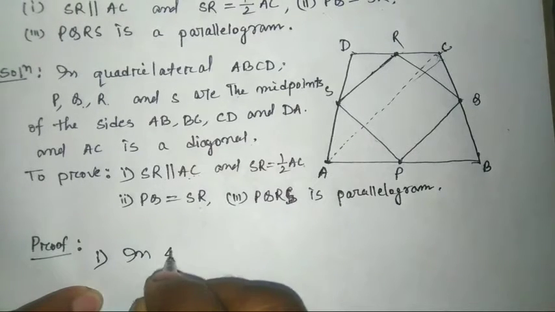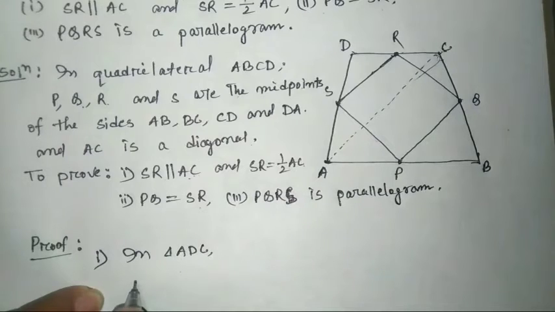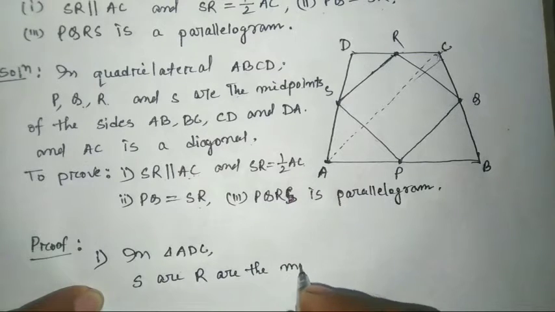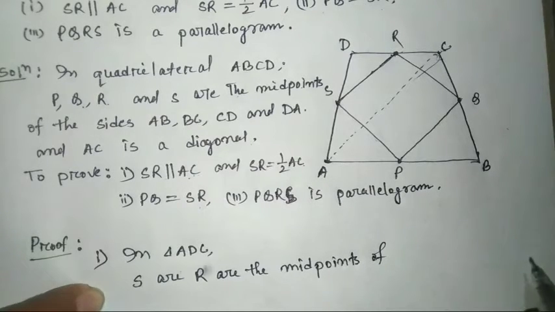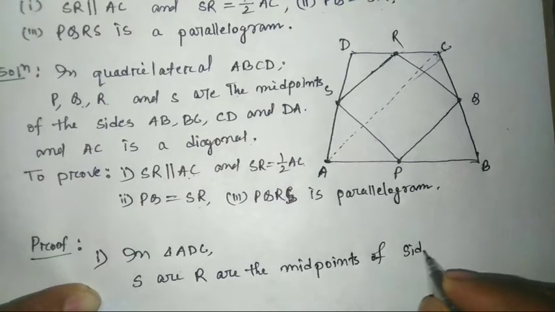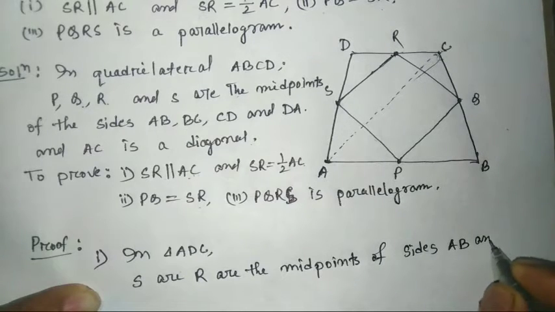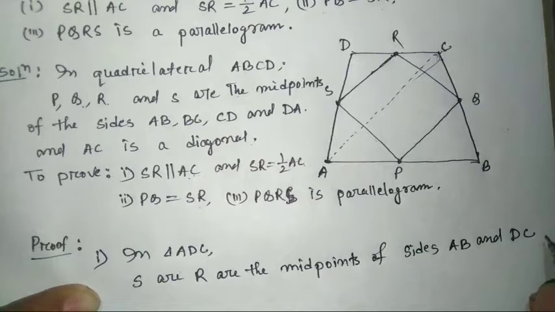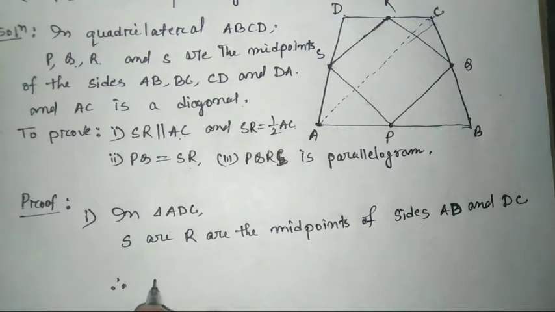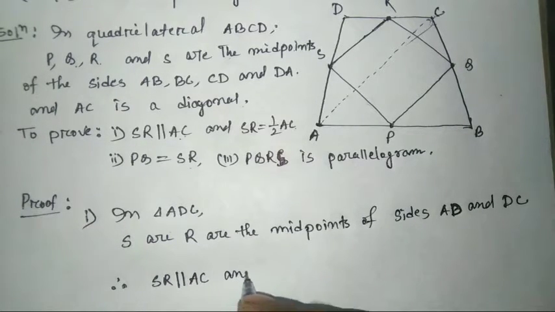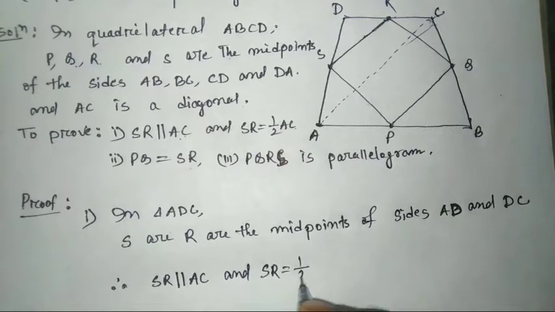So, number one, right? In triangle ADC, S and R are the midpoints of sides AD and DC. So we can write, therefore SR is parallel to AC and SR is equal to half of AC.